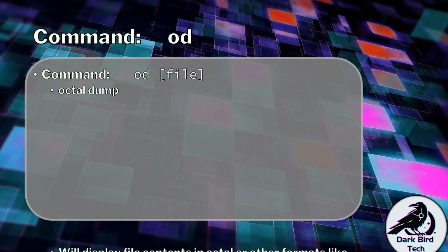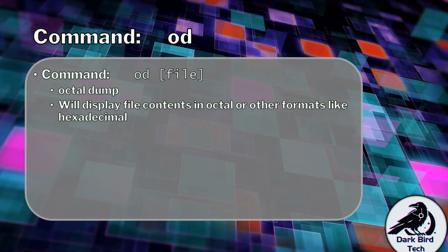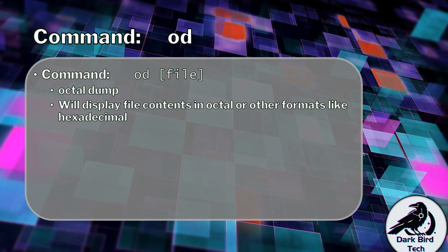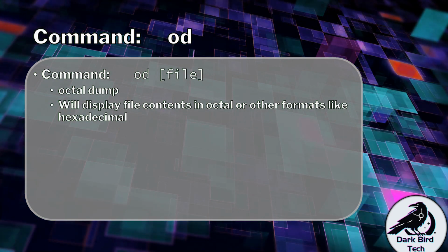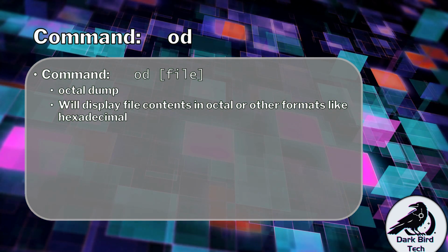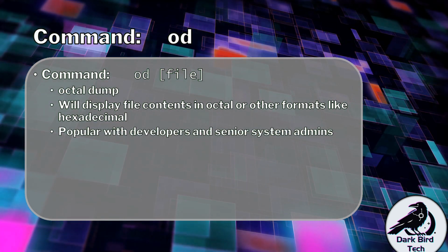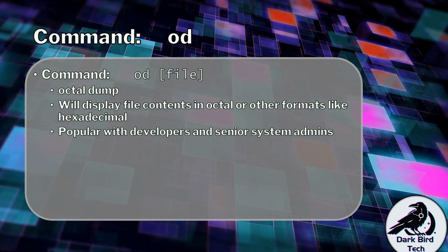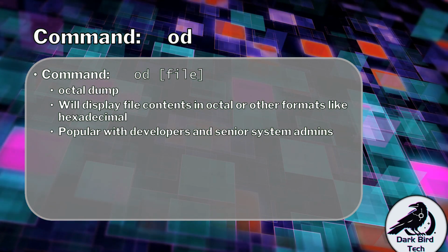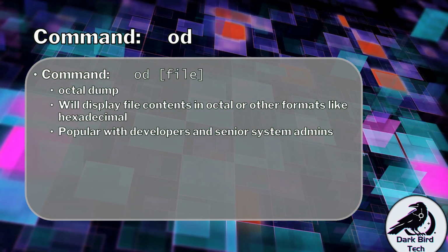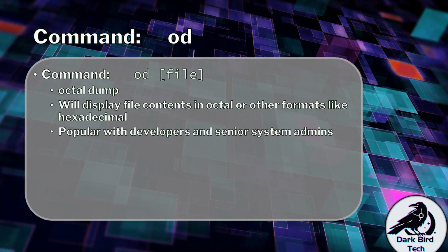Now what will happen when you do an octal dump is it'll show you the file contents in an octal format, or other formats like hexadecimal if you play around with some of the options. This is very popular with developers and senior system administrators, especially if they're looking for particular data in non-text files, or they're trying to find non-standard characters.